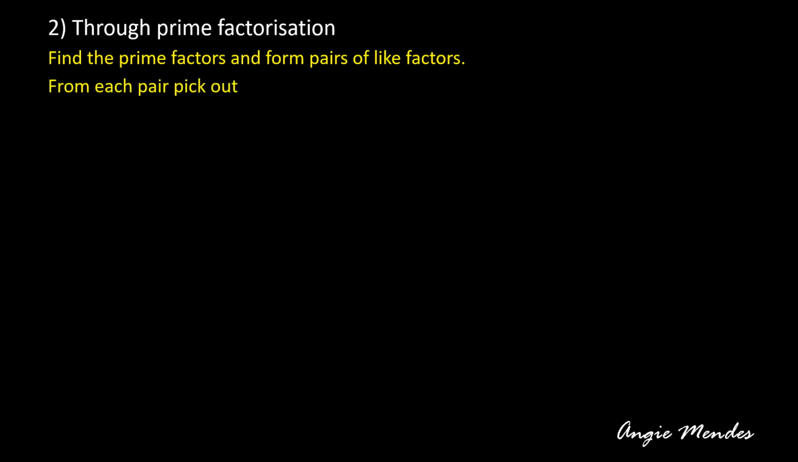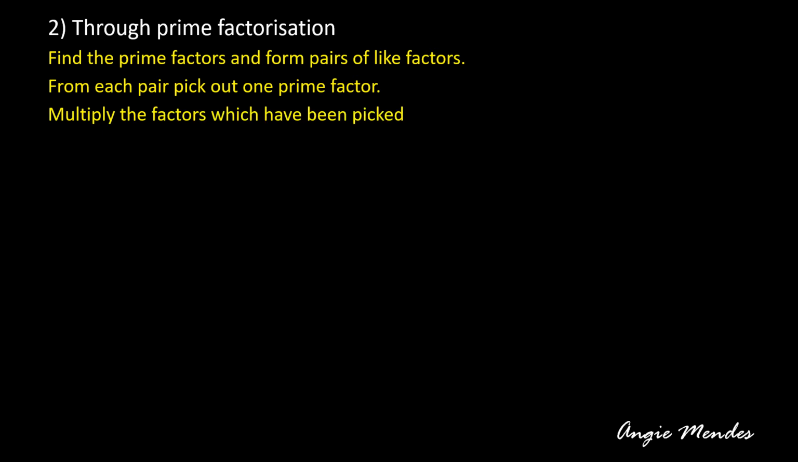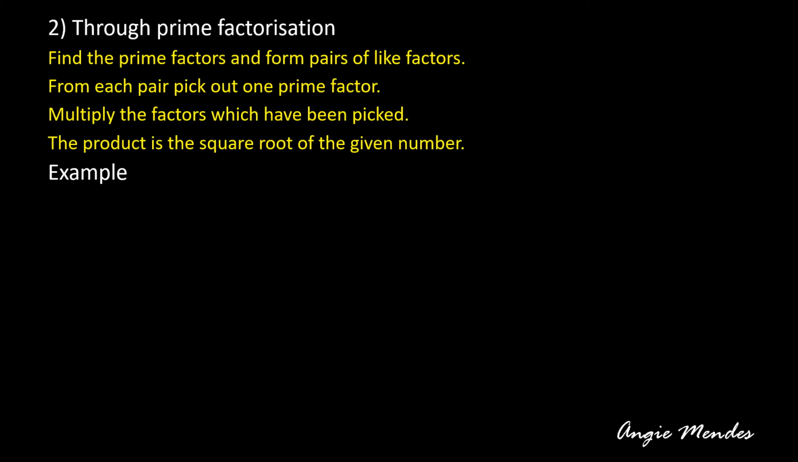The second method is through prime factorization. Now here are certain steps that we will be following in order to find the square roots by prime factorization. First, we have to find the prime factors and form pairs of like factors. Surely you know what are factors and how you find the factors of numbers. So first we have to find the prime factors, form the pairs of like factors, and from each pair we will pick out one prime factor. Then we need to multiply the factors which have been picked, and the product is the square root of the given number. So let's look at an example.